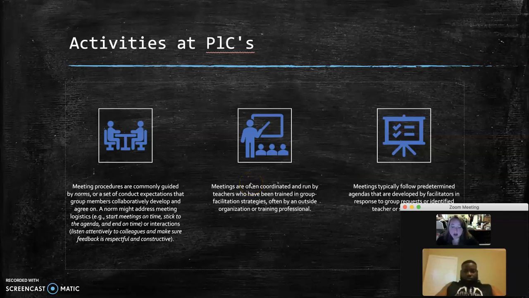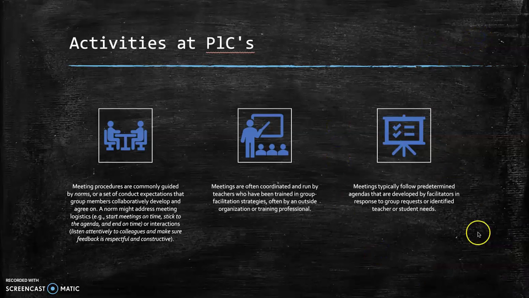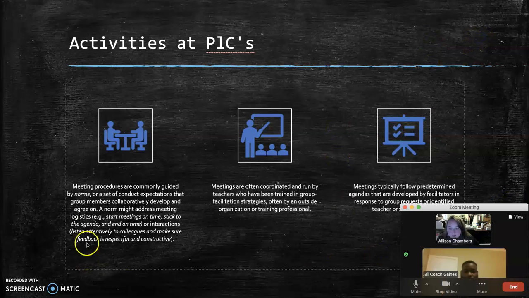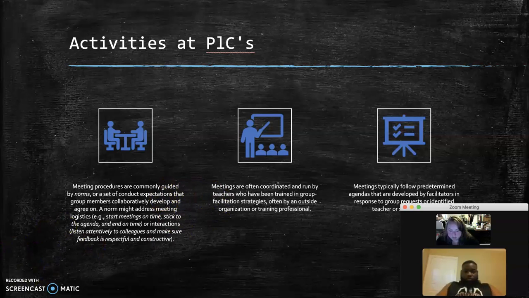Meeting procedures are commonly guided by norms, or a set of conduct expectations that group members collaboratively develop and agree on. A norm might address meeting logistics, for example starting meetings on time, sticking to the agenda, and ending on time, or interactions like listening attentively to colleagues and making sure feedback is respectful and constructive.